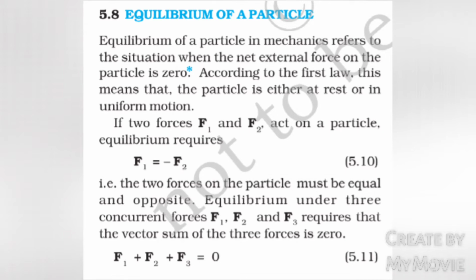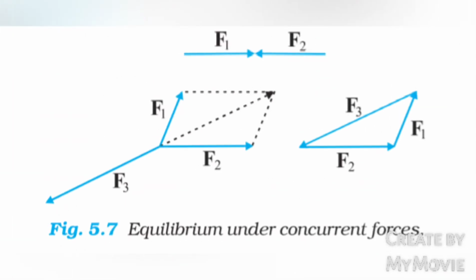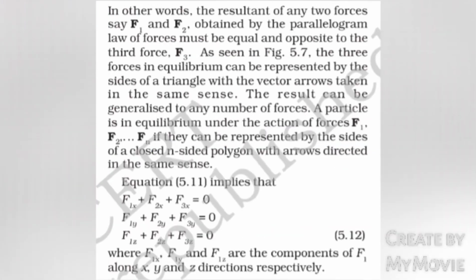Equilibrium under three concurrent forces F1, F2 and F3 requires that the vector sum of the three forces is 0. That is, F1 plus F2 plus F3 equals 0. Figure 5.7: Equilibrium under concurrent forces. In other words, the resultant of any two forces, say F1 and F2, obtained by the parallelogram law of forces, must be equal and opposite to the third force F3.